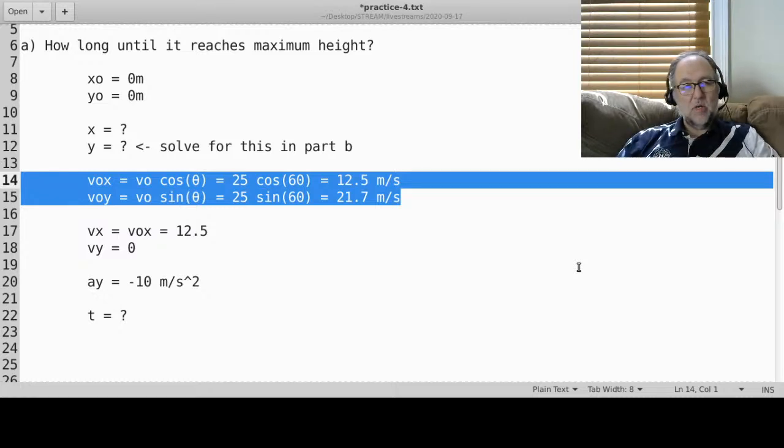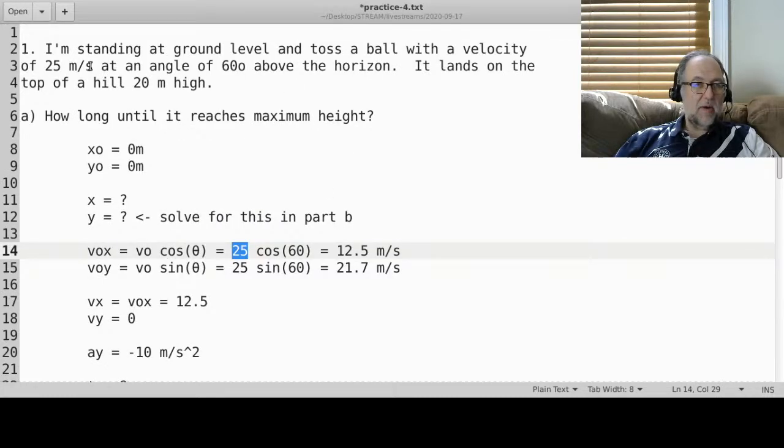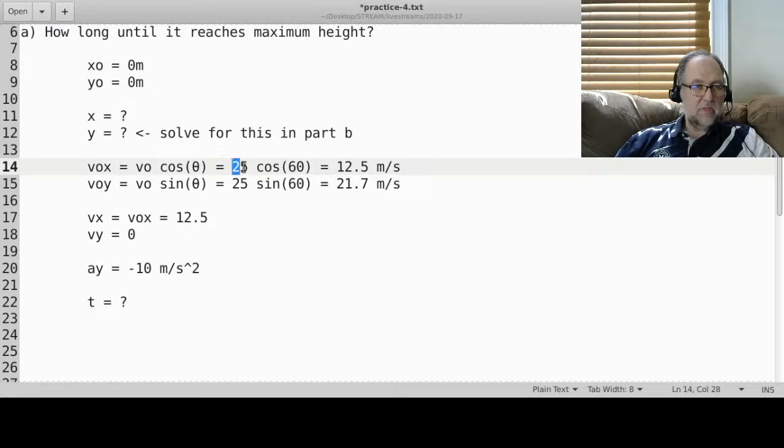This was our initial velocity converted to Cartesian, okay? And so the formula for v naught x is v naught cosine theta, and that's 25, because that's the magnitude of the velocity. See here where I say it's traveling with a velocity of 25 meters per second, so there's your magnitude, multiplied by cosine of the angle, and that turns out to be 12.5.